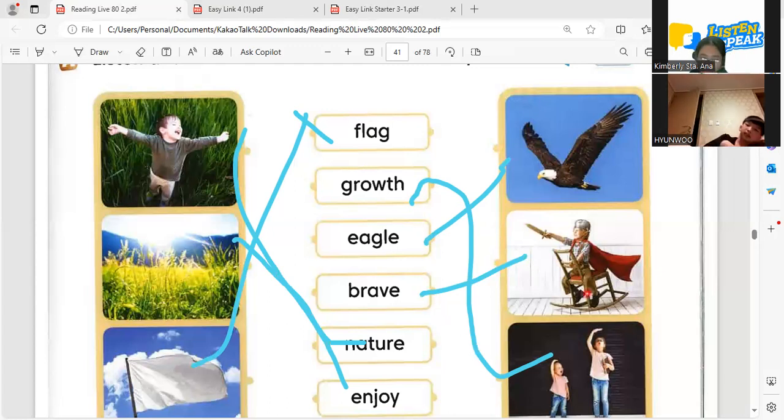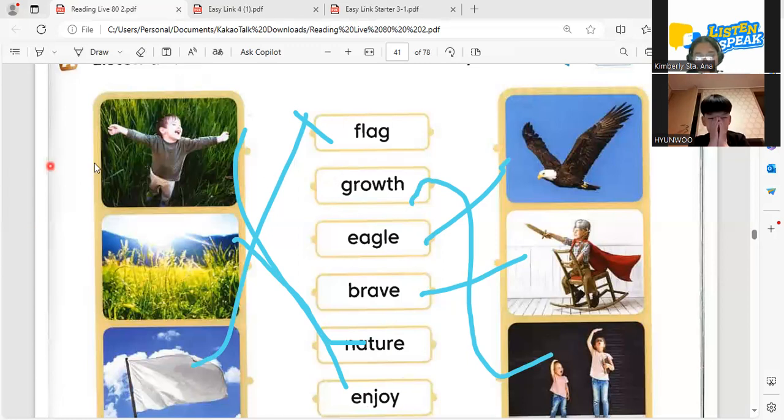Okay, now I need your help. Can you please help me answer this one? Oh, yes, Hyeonwoo. No soldier. Oh, you don't like? You say, I don't like to be a soldier. Okay, that's fine. You'll find your own job soon.